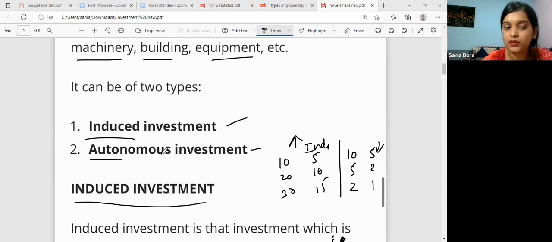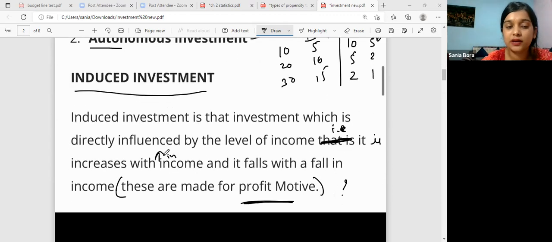So you will write that investment can be of two types, first induced and autonomous. And after that, we will write what is induced investment. Induced investment is that investment which is directly influenced by the level of income. That is, it increases with an increase in income and it falls with a fall in income.